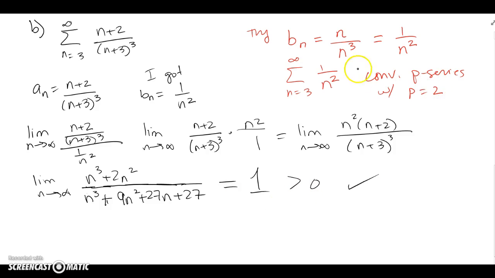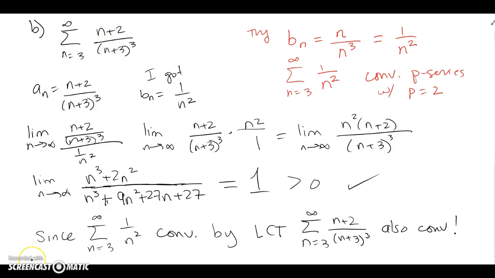I can decide that since the guy I compared it to converges, they both have to behave the same way, so the series given to me also converges. So my conclusion is that by the limit comparison test, the series given also converges.